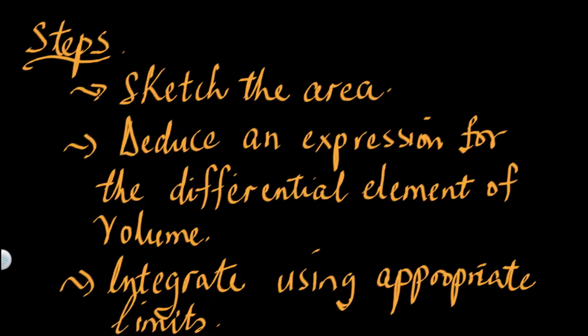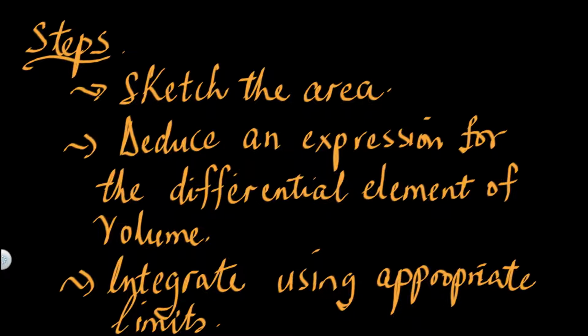The first thing that you have to do is sketch the area. Then from there, you deduce an expression for the differential element of volume. What we call a differential element is a small or tiny representative of the whole. If we have a huge shape, we're just taking out an infinitesimally small element that will be a representation of the entire thing. In fact, we will be assuming that the whole shape is made up of these tiny differential volume elements. That is what it means.